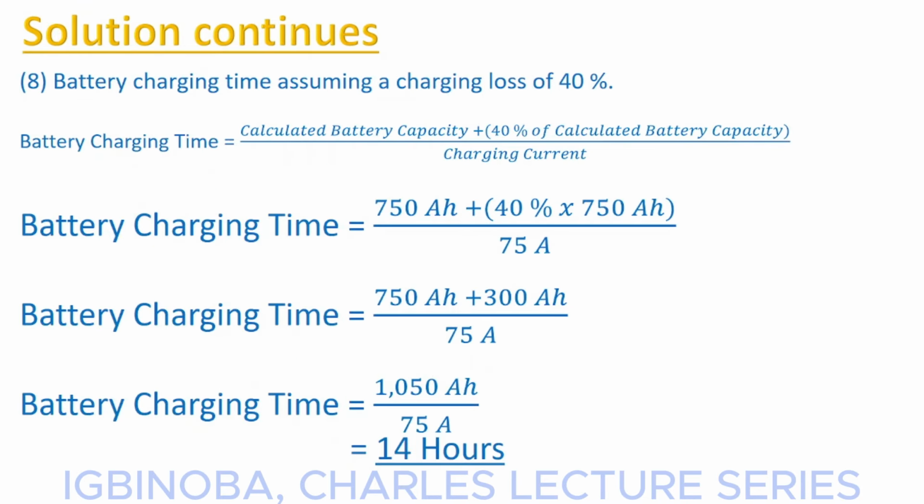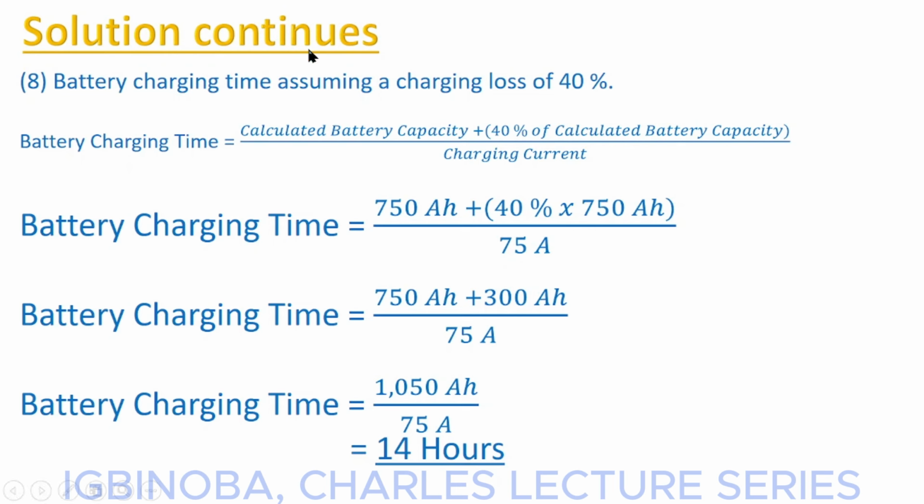So the next question, number 8, is the battery charging time assuming a charging loss of 40%. Usually when batteries are being charged, there are some losses that happen, and these losses are usually a result of the cablings that are used for the system and also some other factors. So it's very important that we consider these losses when trying to calculate the battery charging time.